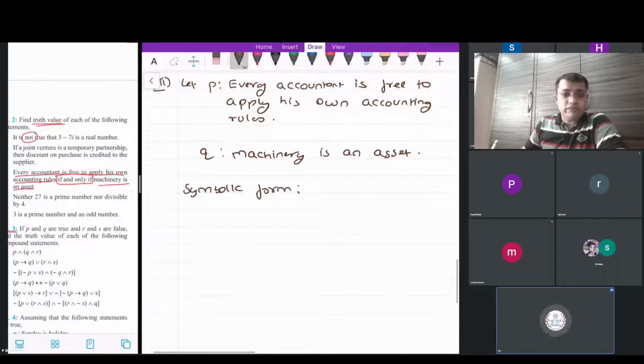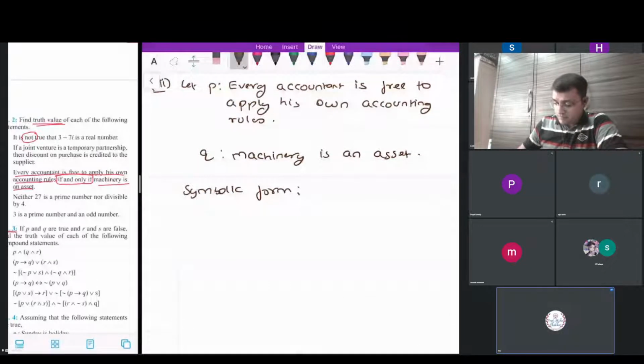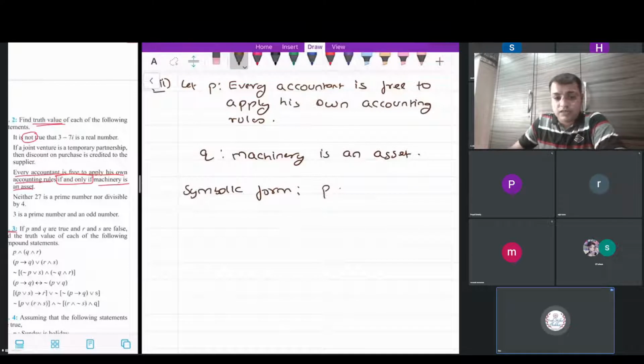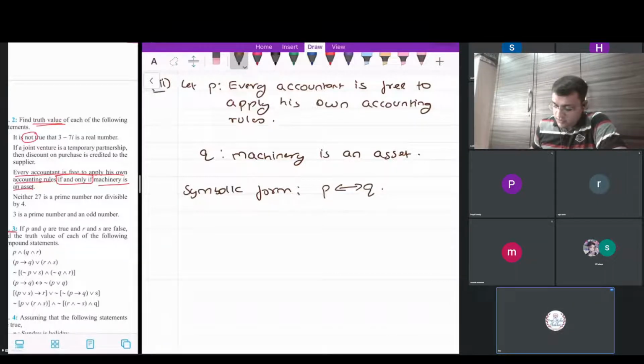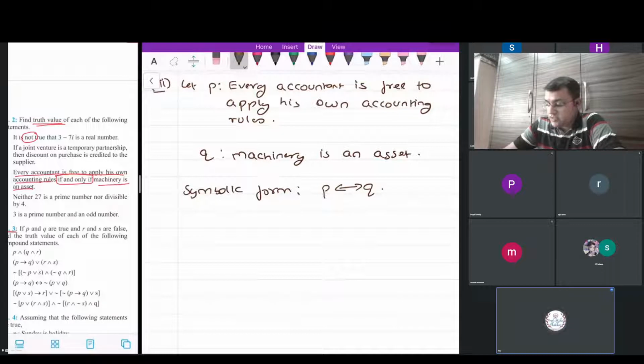So in this case, what is the symbolic form? The symbolic form is just simple. If it says if and only if, then what should it be? P double arrow mark Q. Yes, so it is indicating P double implication Q. Now guys, what do you think? Is P a true statement? Every accountant, is he free to apply his own rules?